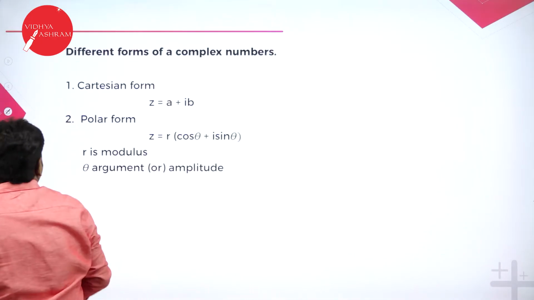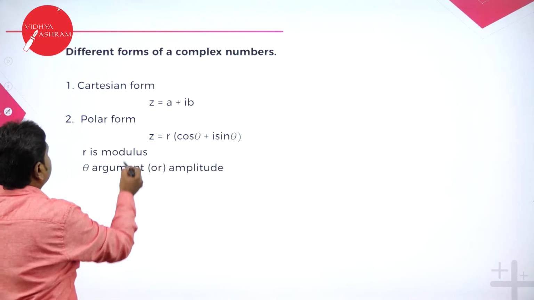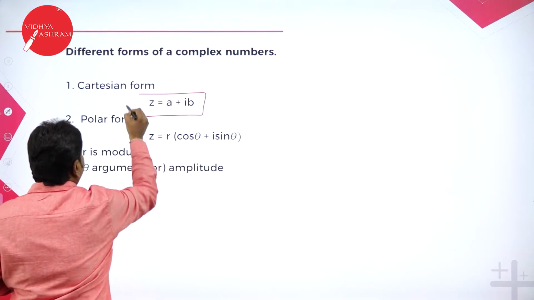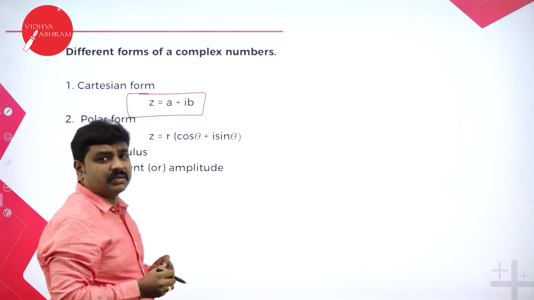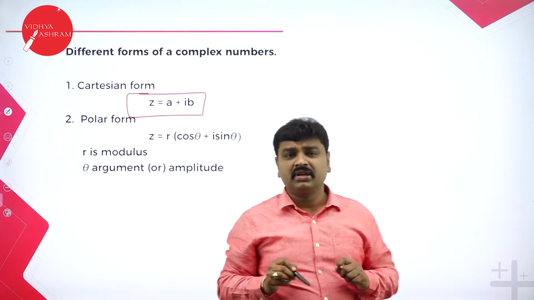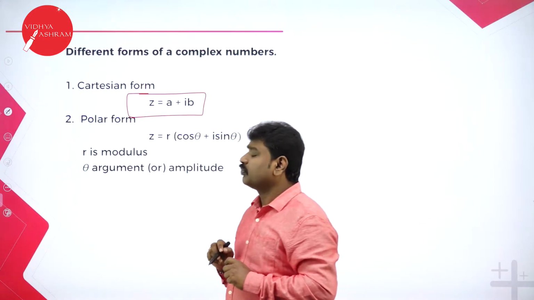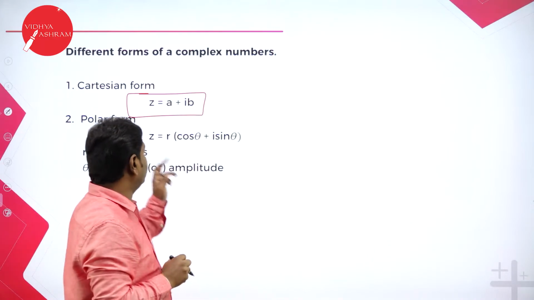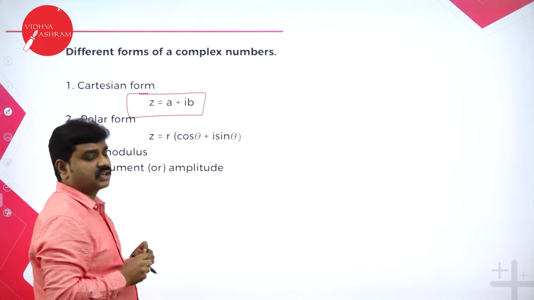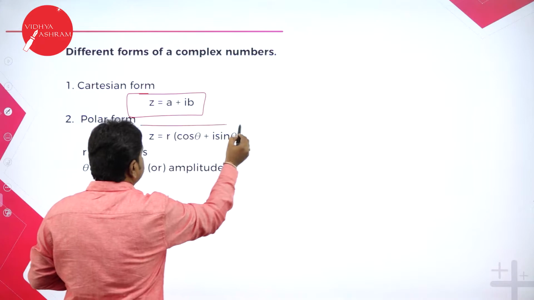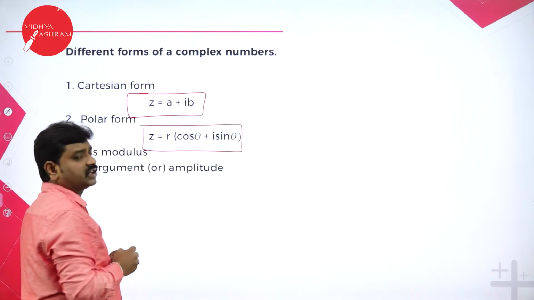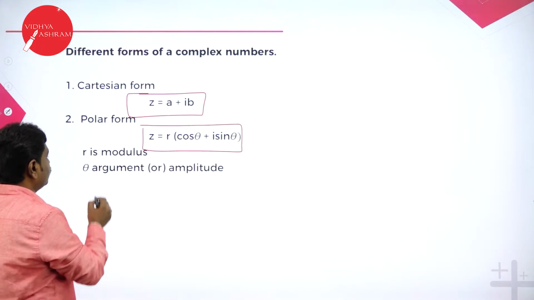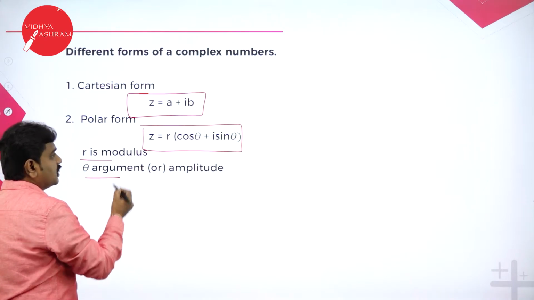Next, Cartesian form. What is Cartesian form? Z is equal to a plus ib. If I give you a complex number, z is equal to a plus ib, this is Cartesian form. Polar form. Polar form is z is equal to r into cos theta plus i sin theta. Where r is called the modulus and theta is the argument.